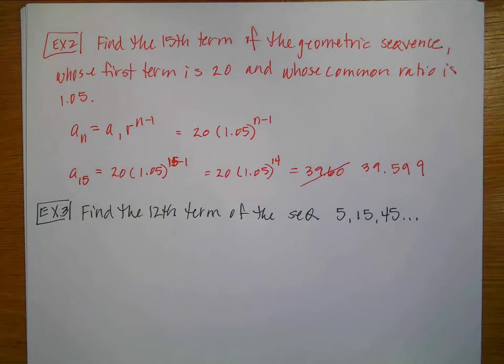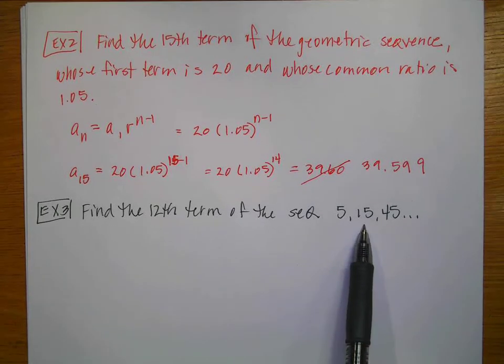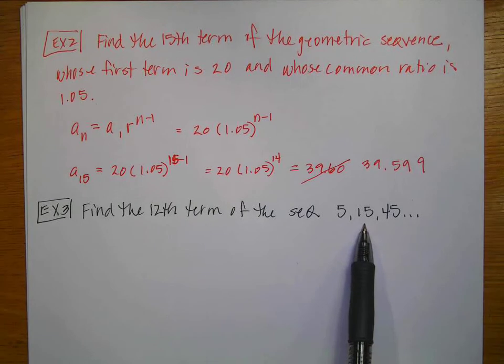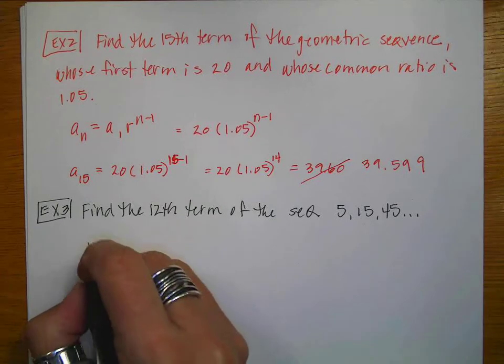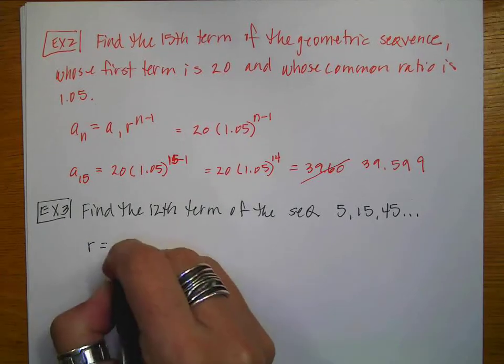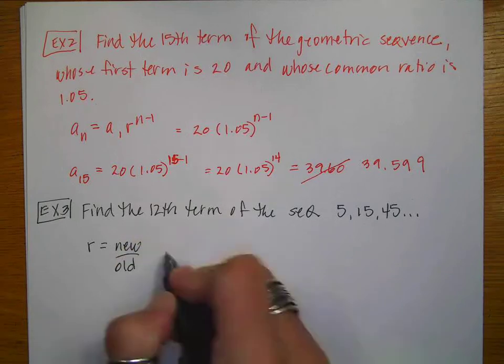Before I finish talking about the sequence, it takes at least 3 terms to define a sequence. If you have 2 terms, that's not enough information, but it always takes at least 3 terms to define a sequence. So if I want to find the 12th term, before I can write a rule, the first thing I have to do is find r. So r is new divided by old.